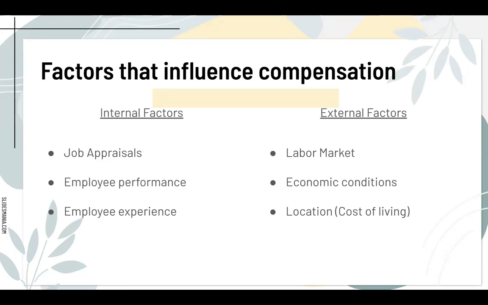And for external factors, compensation really all depends on the labor market, the economic conditions, and especially where you're living. Say if you live in New York City, it can be quite challenging because the prices are a lot higher than, say, in Texas or other cities like that. So it really just depends on these three factors to determine your compensation.